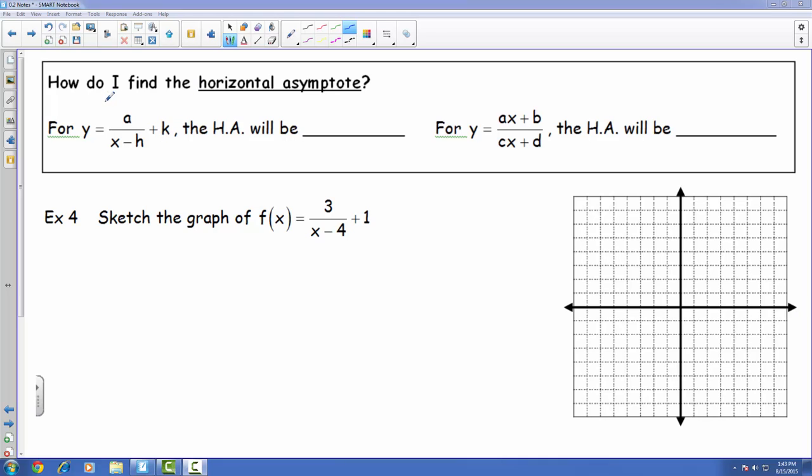So we've talked about vertical asymptotes. Now we're going to shift gears towards finding horizontal asymptotes. For any rational function where we have a over x minus h plus k, what this a actually represents is just some constant. Alright, so it's just some kind of number, like 4 or -8, whatever.